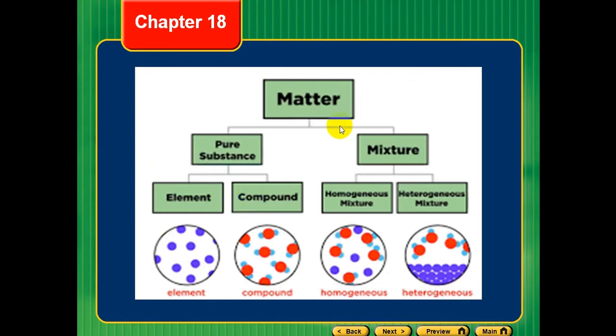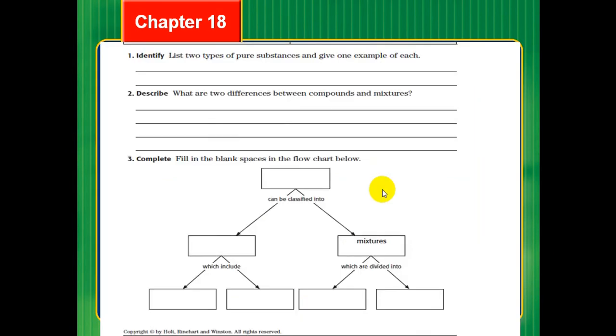Another picture also for how to classify matter. As we said, we have pure substances and mixtures. Pure substances like elements have one kind of atoms. Compounds have one type of molecules. Mixtures are two types. We have homogeneous mixture. They mix completely. Look here, the purple dots, the atoms, mix with the molecules of water. But in the heterogeneous, the molecules are up, so they don't mix completely, and that means heterogeneous mixture.